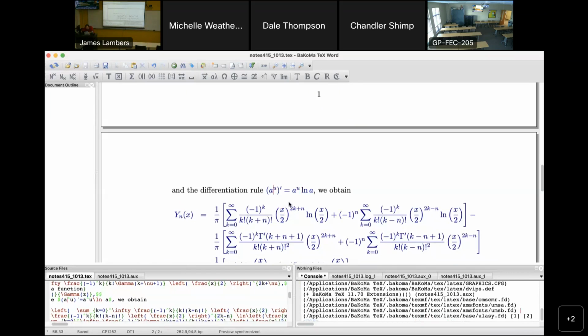The exponent is 2k plus n. So I have a to the u natural log of a. And then by chain rule, you take the derivative of the exponent with respect to n, but that's just going to be 1. The rest of the series form of the Bessel function remains unchanged, because in this term, the only thing I'm taking the derivative of with respect to n is this.